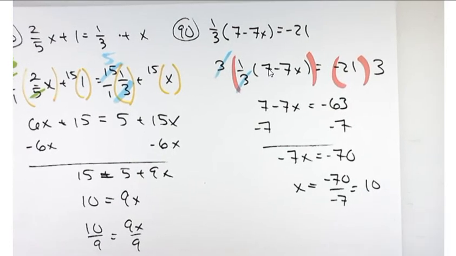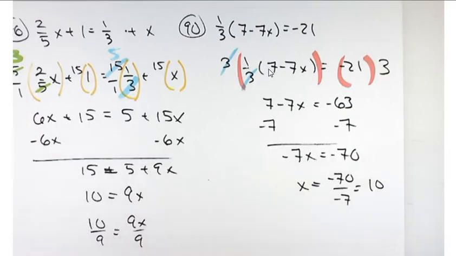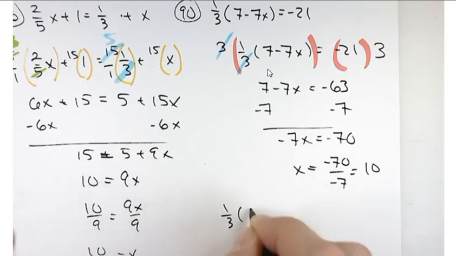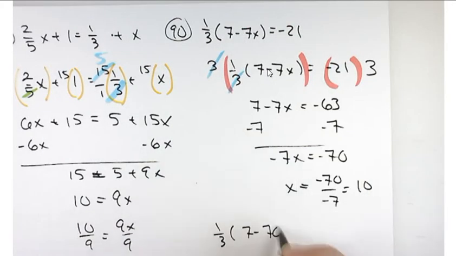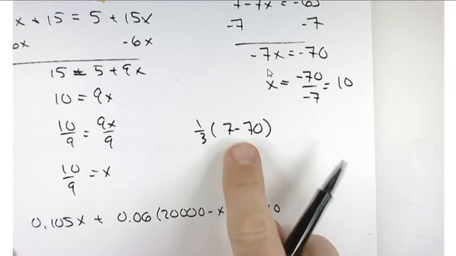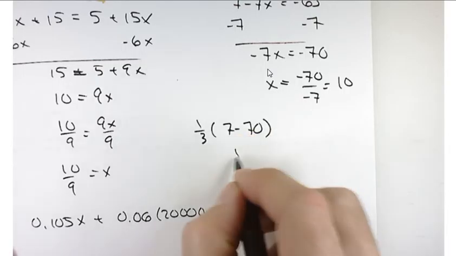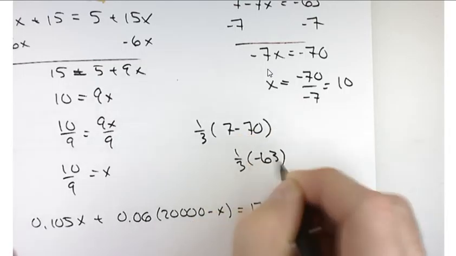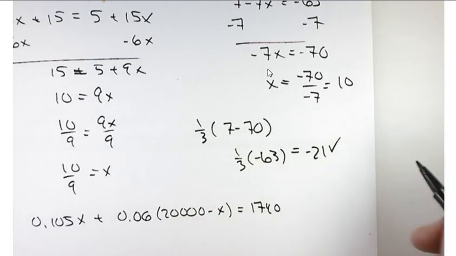Well, I'll tell you what. Let's check 10. Does that work? 1/3 of 7 minus 7 times 10, which would be 70, right? So 7 minus 70 is negative 63. 1/3 of negative 63, 3 goes in there, negative 21 times. So it checks. If you want to come show me after class what you did, we'll go through and find your mistake. All right?